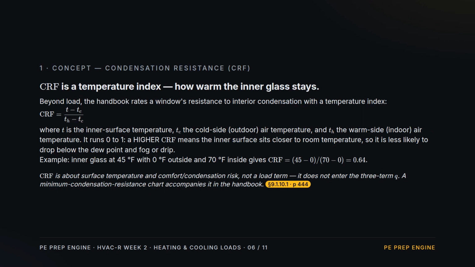Concept 5. Condensation resistance. Separate from load, the handbook rates a window with a temperature index. The inner surface temperature minus the cold outdoor air, over the indoor minus the outdoor. It runs 0 to 1. Higher means the inner glass stays closer to room temperature, so it's less likely to fall below the dew point and fog up. In the example, the inner glass sits at 0.64 of the way from outdoor to indoor. It's a surface temperature metric, not a load term.